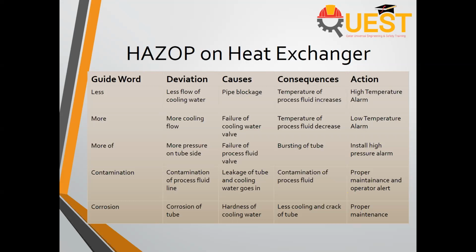And the last guide word for the heat exchanger can be corrosion. With the passage of time, the tubes can get corroded and can give less efficiency. So what is the deviation? The corrosion of the tube, which can be caused by the hardness of the cooling water, the salt content, magnesium carbonate or calcium carbonate in the water, which can just spoil the tube quality. So the consequences can be less cooling and cracking of the tube.